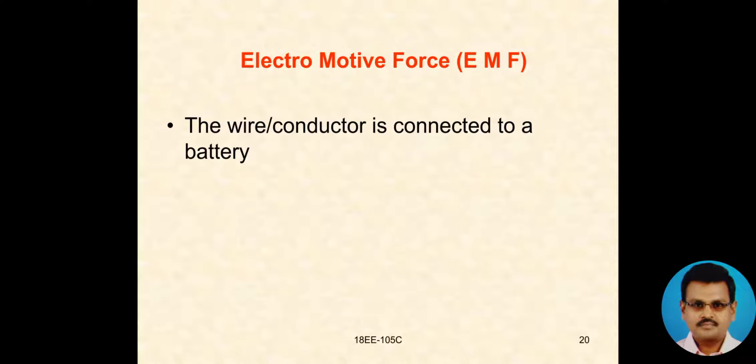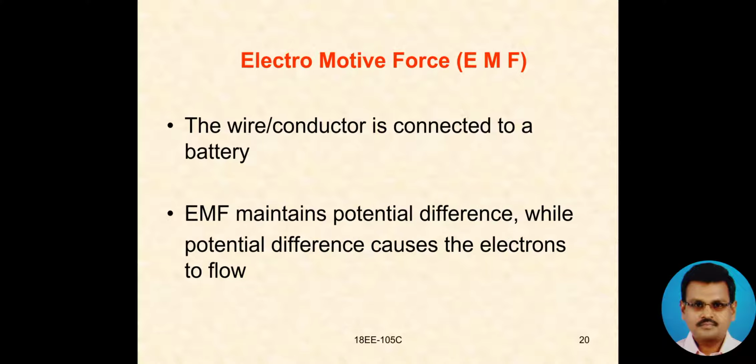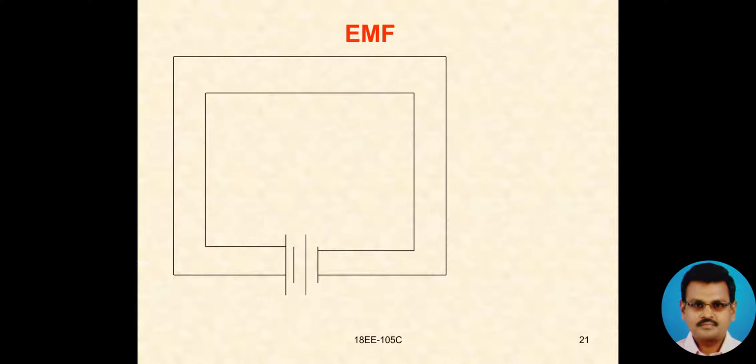The wire or conductor is connected to a battery. It means when some EMF, electromotive force, or potential difference is applied by connecting a battery, EMF maintains potential difference while potential difference causes the electrons to flow. Whenever it is connected through the wire to the battery, then electrons will flow.